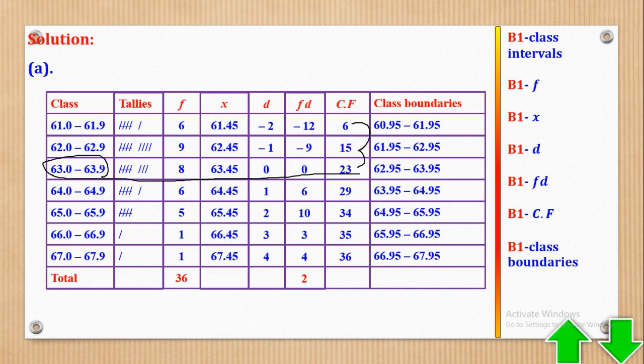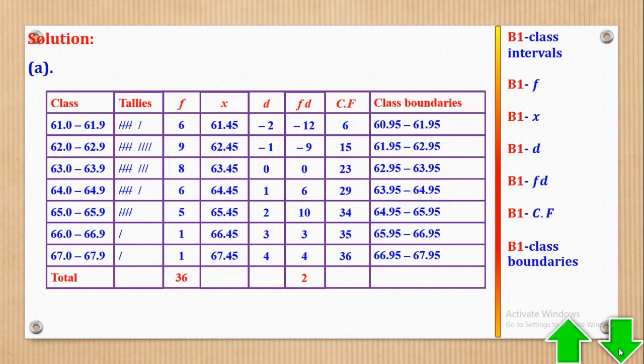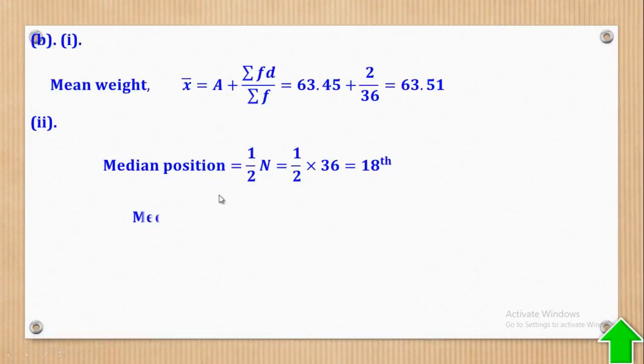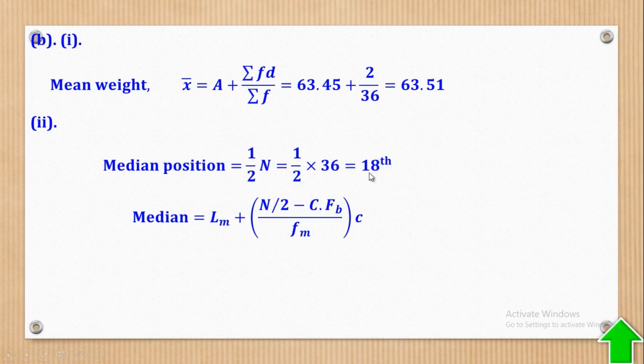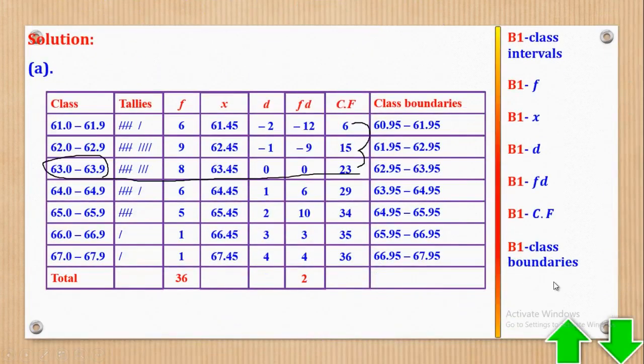So we shall come and code the formula. The formula is LM plus n over 2 minus CFB over FM, times C. So n over 2 means this position, which is 18. Then CFB is the cumulative frequency before the median class, and FM is the frequency of the median class, and C is the class width. So you shall come here and get those values.